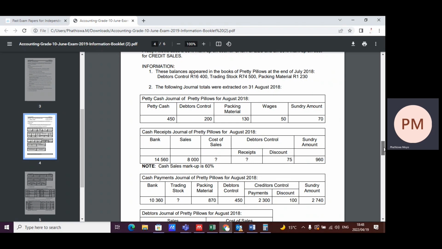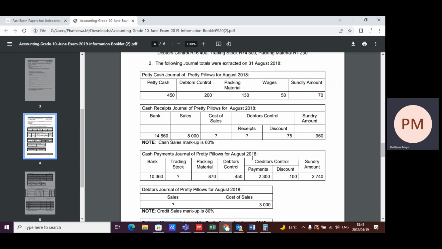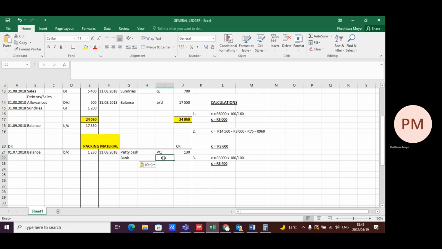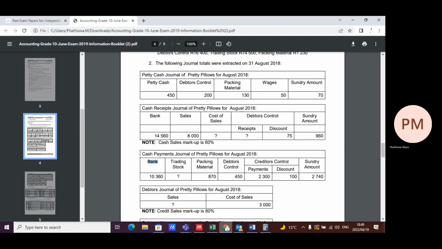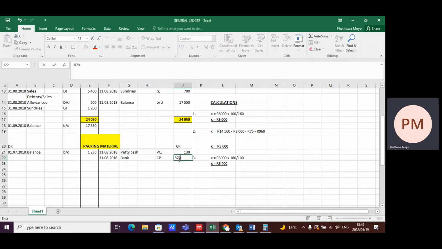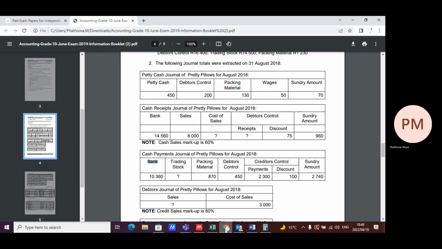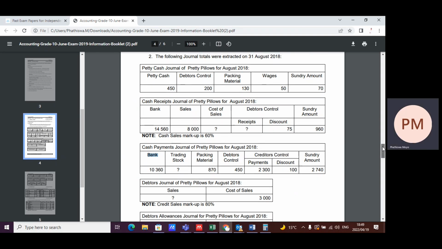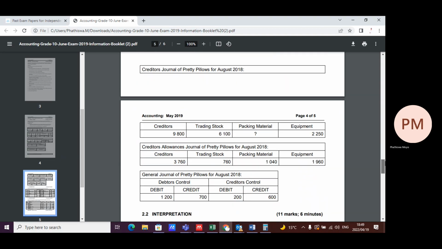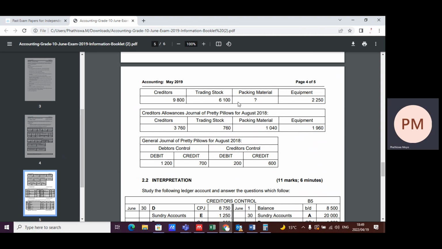Packing material, let's see, we have it here. Cash payments journal, we just copy this one here, bank. It's 870 if I'm seeing things correctly. So we have it here on debtors control.